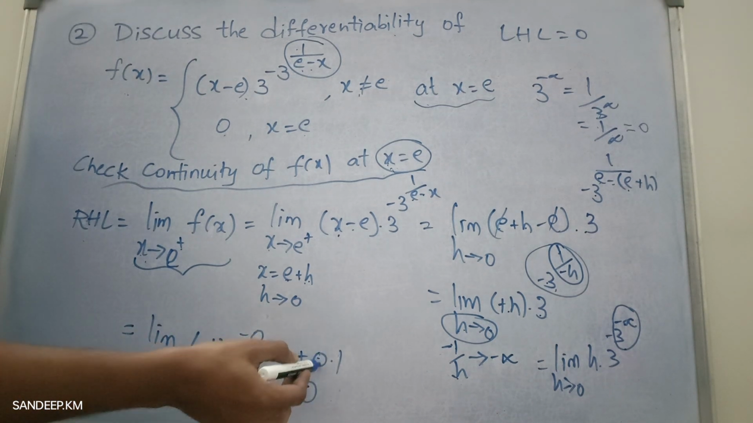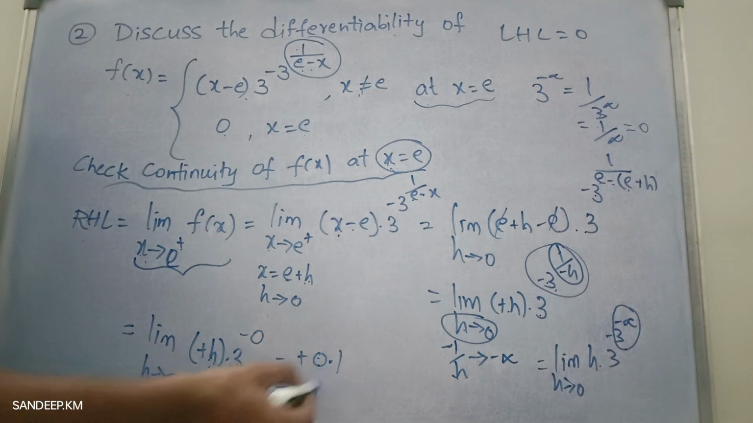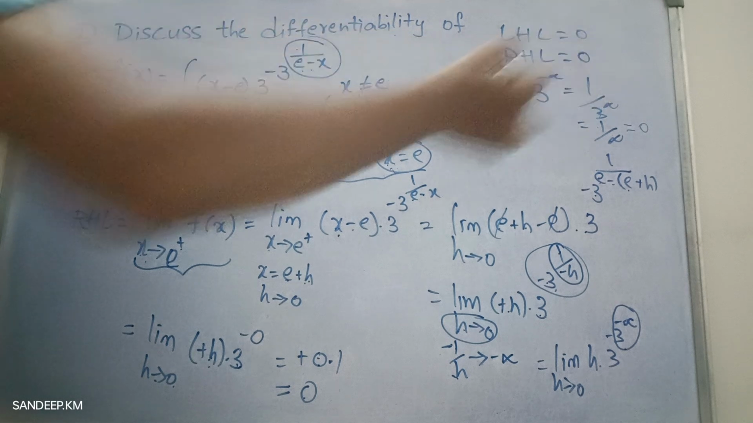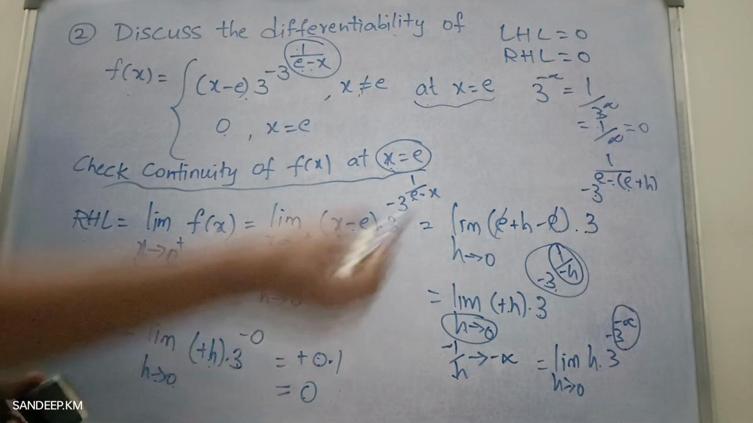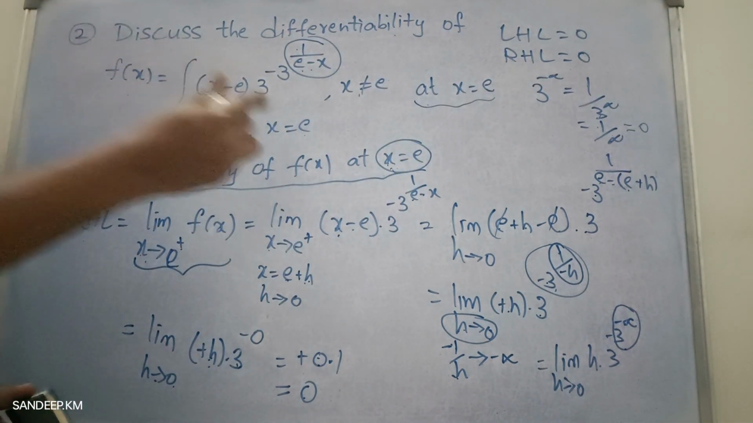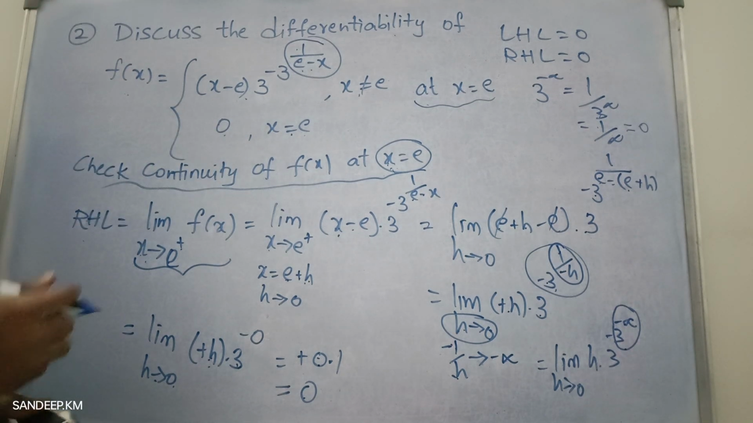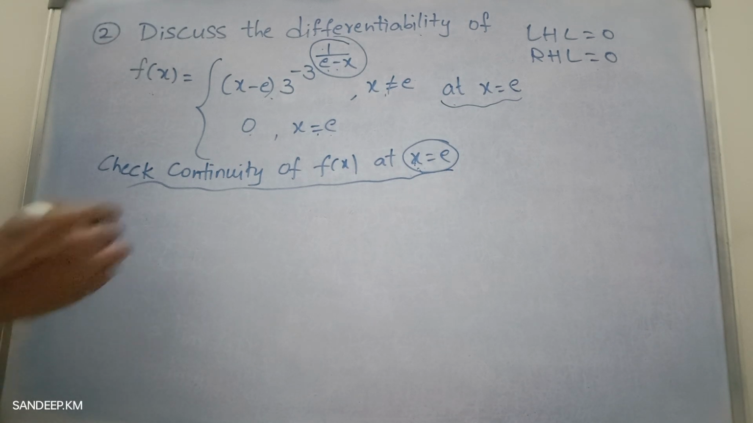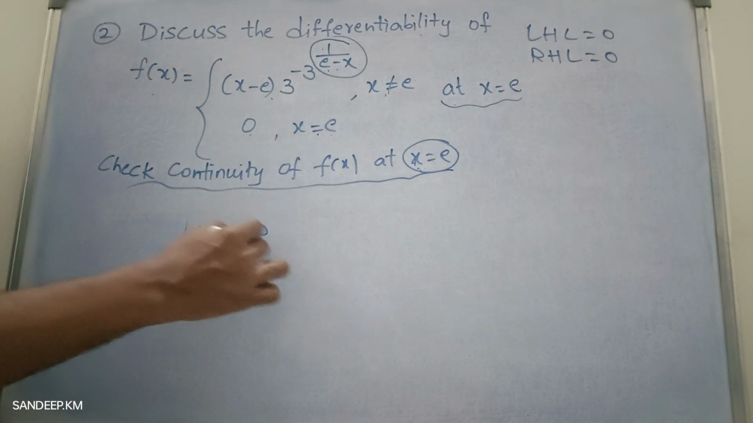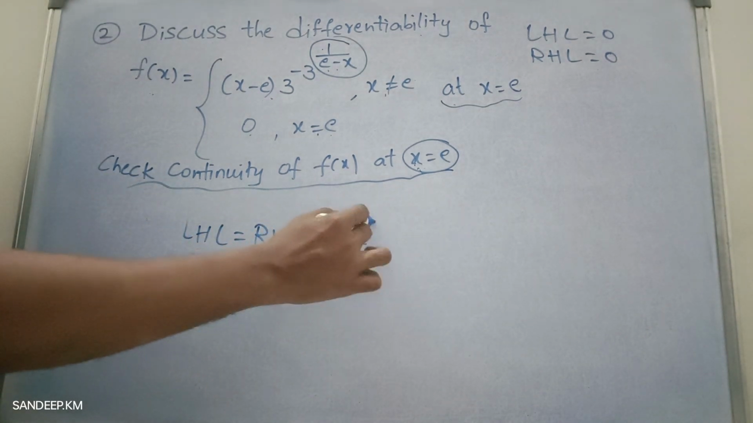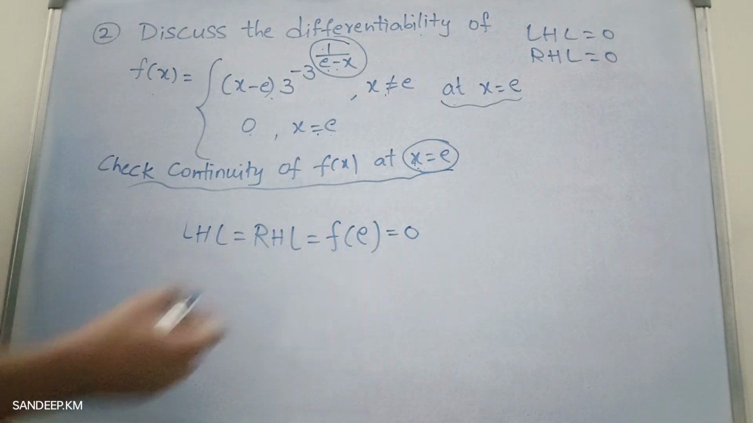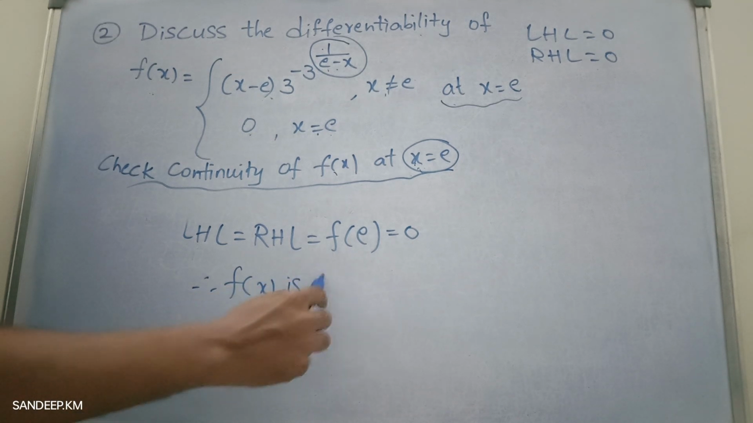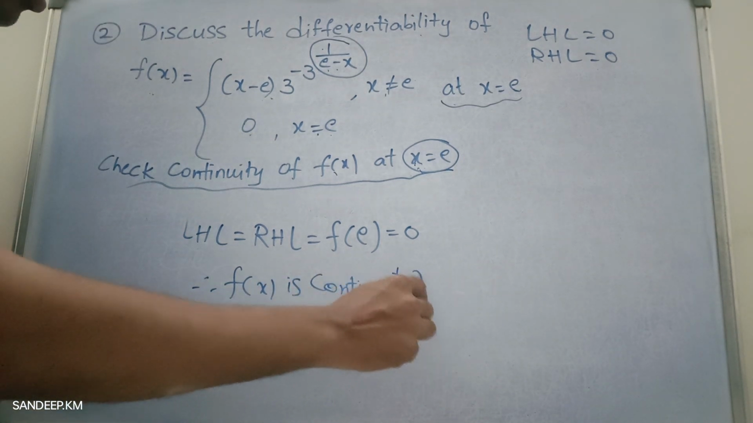And this is h, where h is approaching 0. So 0 into 1 will be 0. Even the RHL is equal to 0. So what is the conclusion? The left hand limit is 0, the right hand limit is 0, and even the value of the function is also 0. Since all three are equal, we say that the function is continuous at x is equal to e. So left hand limit is 0, right hand limit is 0, the value of the function f of e is also 0. So all are equal, and we can say that f of x is continuous at x is equal to e.